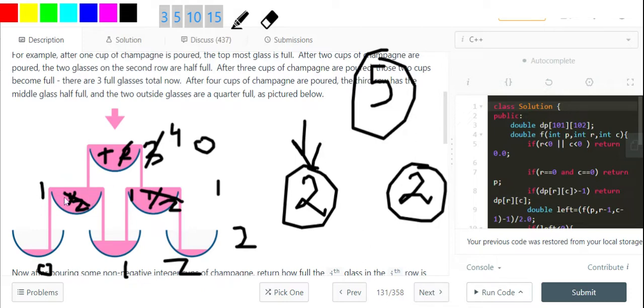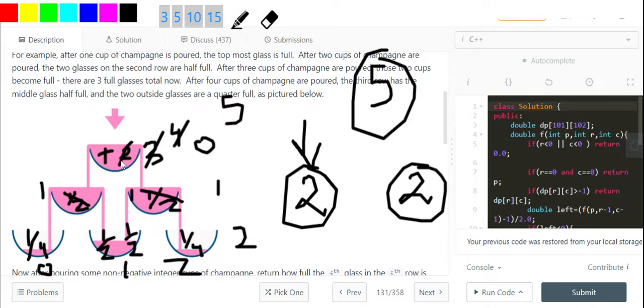Now again I'll try to pour on the first row. What will happen? It will flow here. Now this will flow here. Since these two are also filled, it will try to overflow and fill this one. Again this will fill, and this will be filled. Now four glasses have been used.